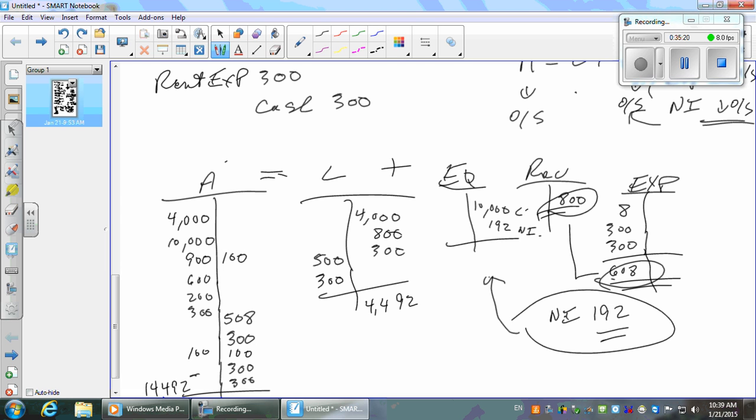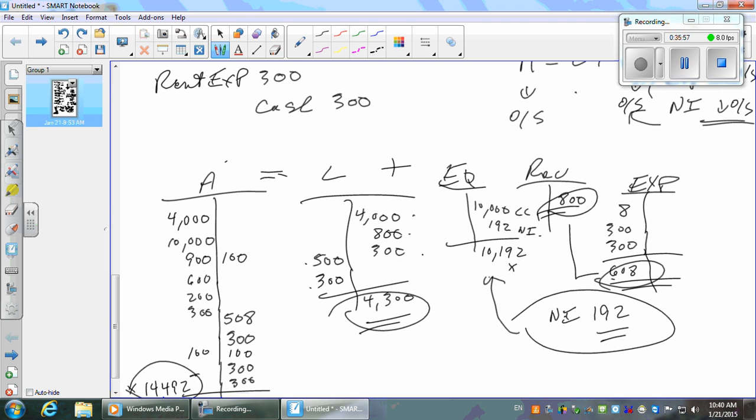So I have contributed capital of 10,000, and net income for the first period, so retained earnings of 192. So I have 10,192, don't I? Well, what does that make the liabilities? 14,492 less 10,192 is 4,300. Let's make sure it's right. It's 4,300. We're happy, aren't we?